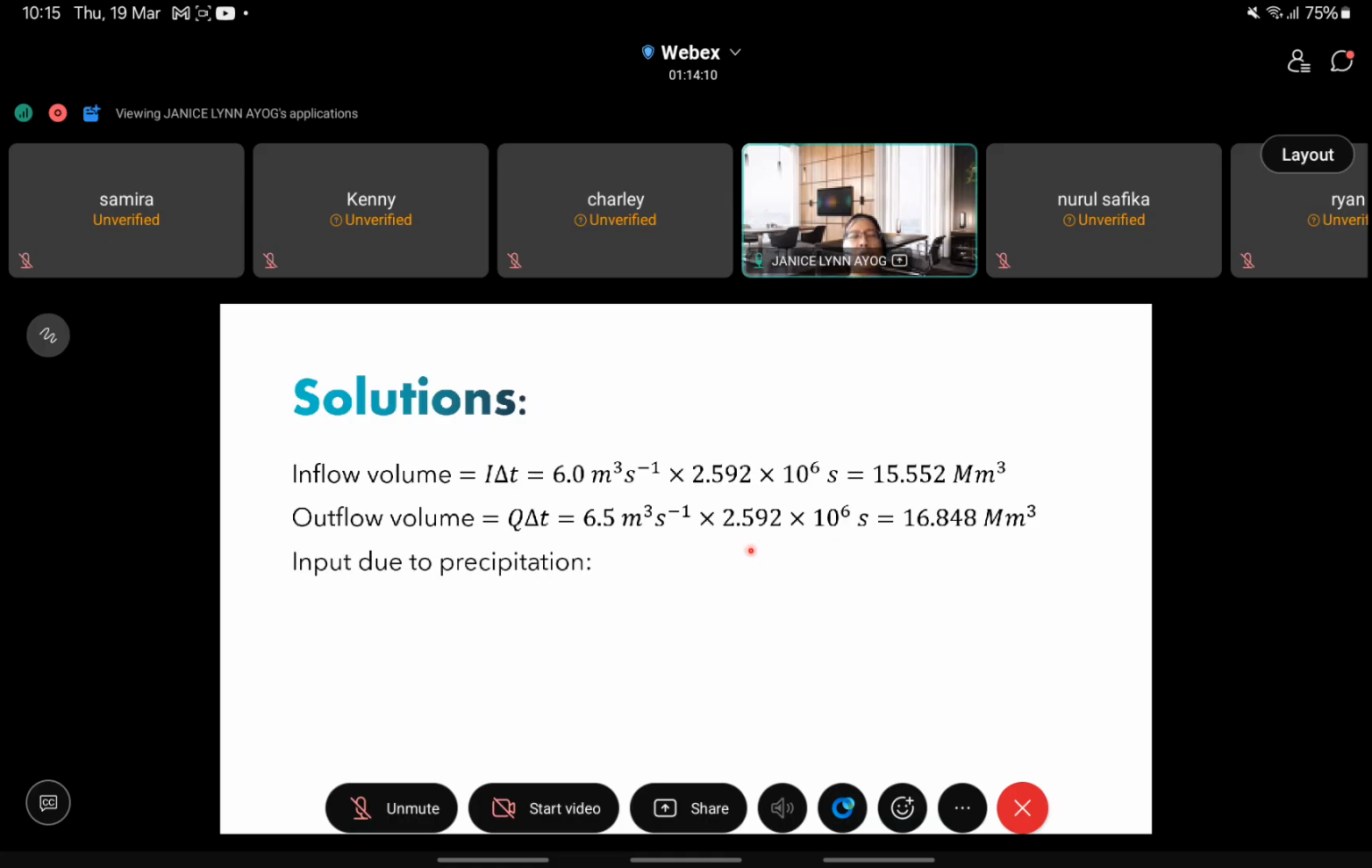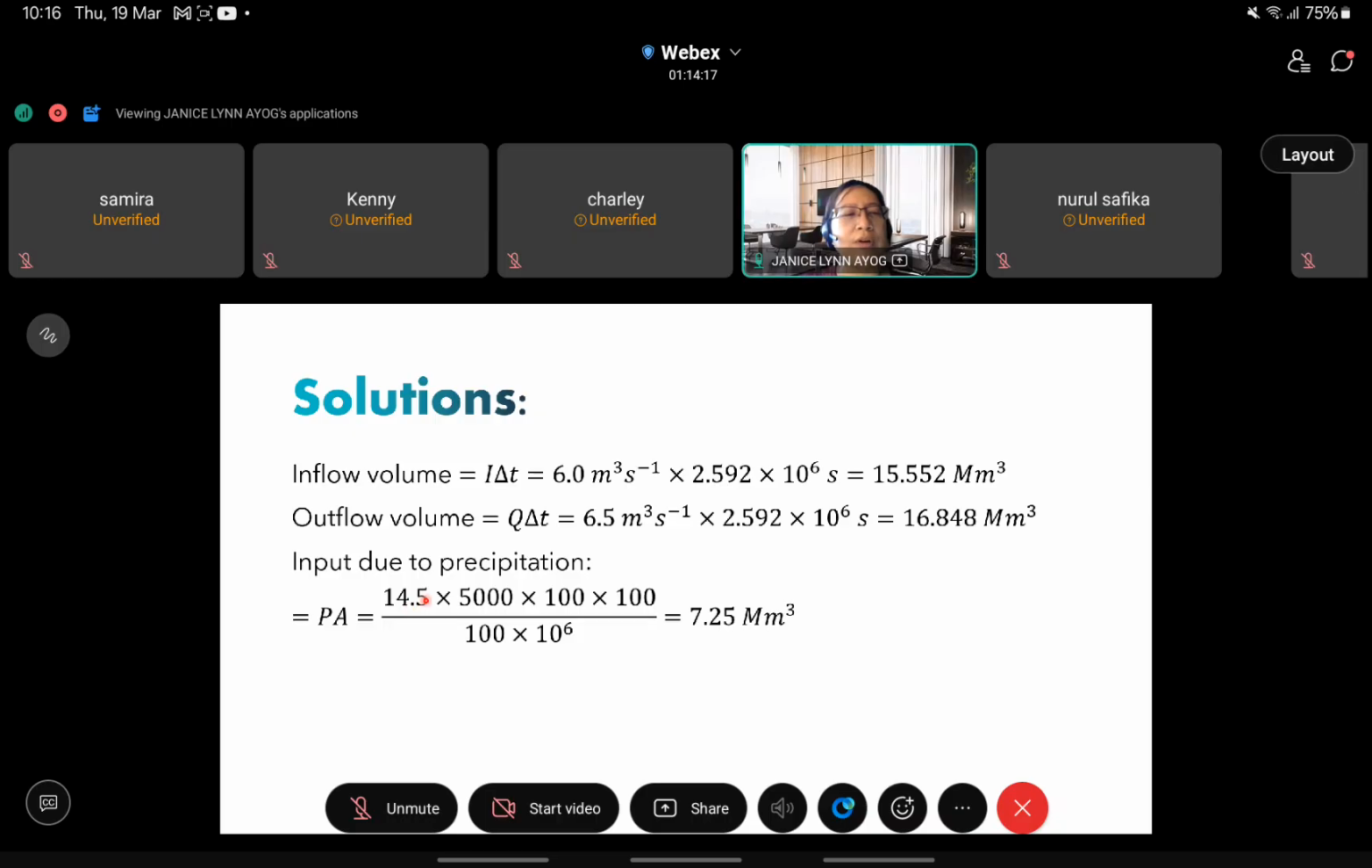Okay, input due to precipitation. Basically, you have rainfall. Okay, so rainfall is 14.5. And then the rest is the area. These are the area in hectares, which you have to convert to cubic meter, right? Look at the unit here. So basically from hectare, you have to convert that to cubic meter or cubic square meter.